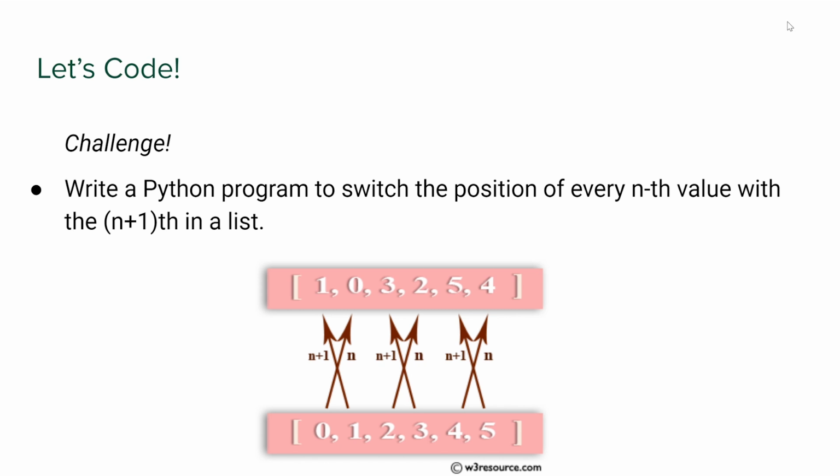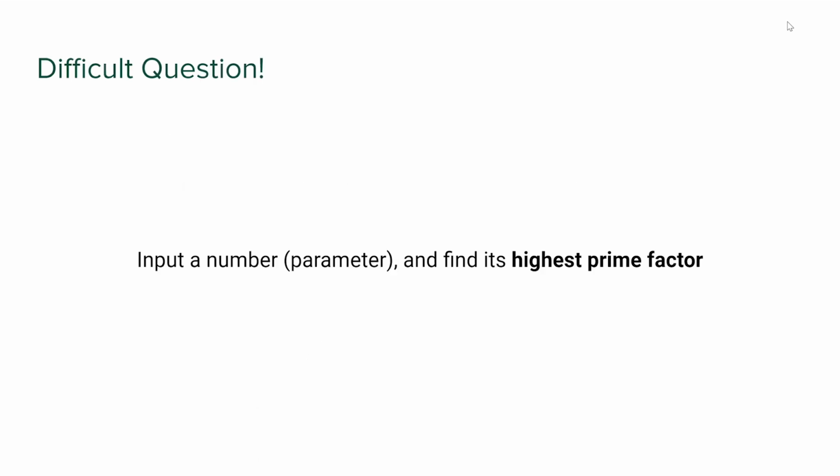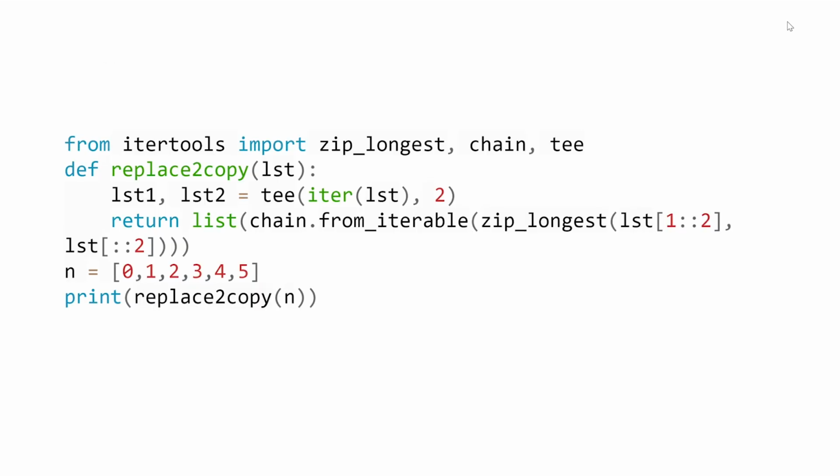Okay, so this is a challenging piece of code. Write a Python program to switch the position of every nth value with the n plus 1 element in a list. For this, you'd have to do a little bit of coding regarding position values, using index values. And another difficult question here: input a number, or parameter in this case, and find its highest prime factor. Pause the video whenever you want to, and now I'll show you the actual answer, because I kind of gave you a hint there, but you didn't see it.